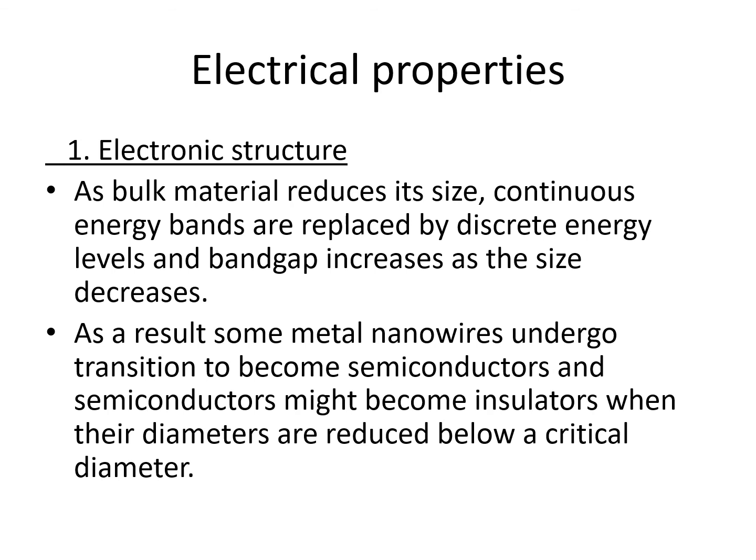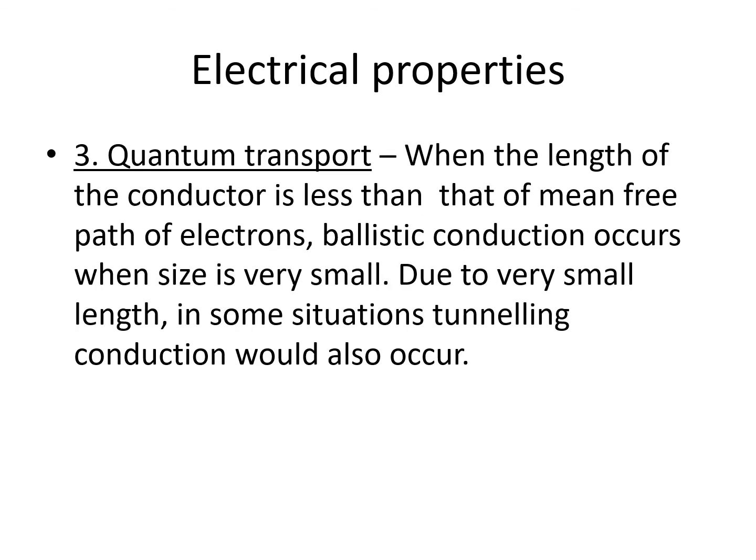Sometimes these nanometals could even undergo transition to semiconductors or even insulators at extremely small sizes, and this happens only when the particle size becomes extremely small. Now, another thing with regard to the electrical property is something called the mean free path for electrons. So mean free path means the distance an electron can move without scattering or colliding with another electron. Now, that length is actually of the order of a few nanometers.